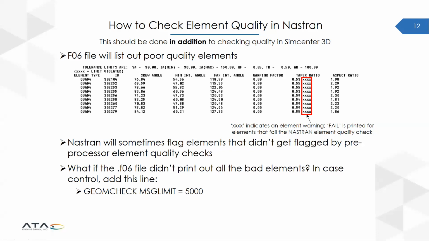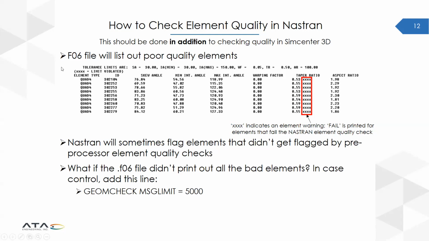So in addition to checking element quality in Simcenter, you can also check element quality in Nastran. And this should be done in addition, not exclusively. Assuming that you have a solution solved, the .f06 file will list out poor quality elements. And I have a tiny example listed below.